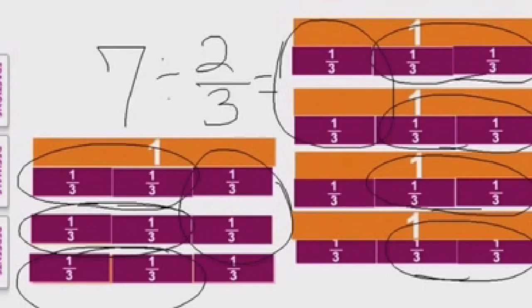Another group of 2. Okay, and you can see also that we've got 1/3 piece by itself, so hold on to that for one second. Let's count how many we've got so far. 1, 2, 3, 4, 5, 6, 7, 8, 9, 10, and then we've got 1/3 left over.